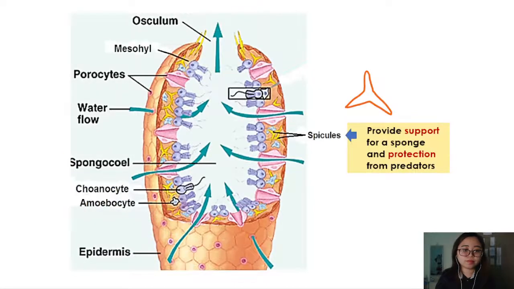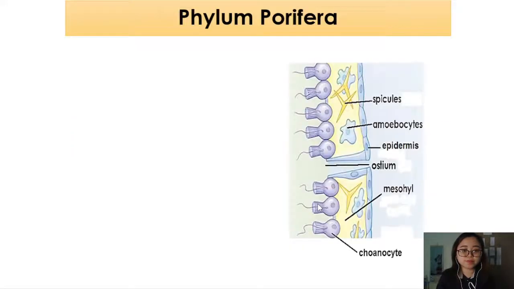Okay, so this is the spicules I talked about. These are sharp little things that will provide support for a sponge and protect it from predators. So, benda tajam-tajam di dalam sponge, dialah tu.